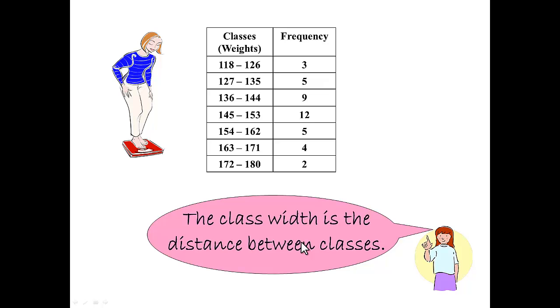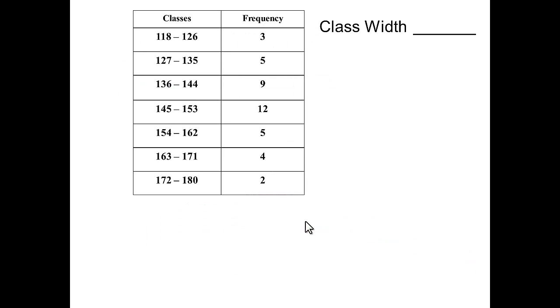Lastly, we need to look at the class width, which is the distance between classes. Notice this is the distance between classes. That means we need to look at 2 classes, not the distance inside one class. Between classes means from one class to the next class. So we find the distance between the first class and the second class by subtracting how far apart the lower class limit of one class is from the lower class limit of the next class.